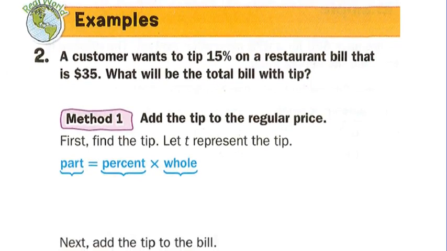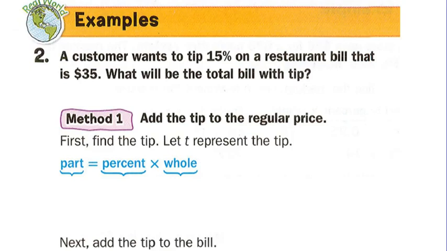First one, a customer wants to tip 15% on a restaurant bill that is $35. What will be the total bill with tip? So again, we'll go through two possible ways to do this. The first way, we're going to look to add the tip to the regular price. So we'll calculate our tip, and then we'll add it to the price.